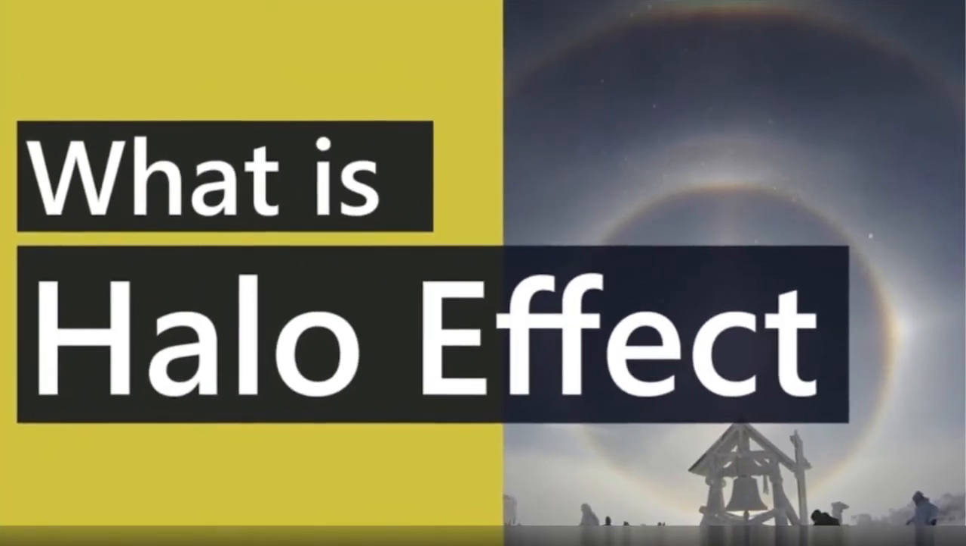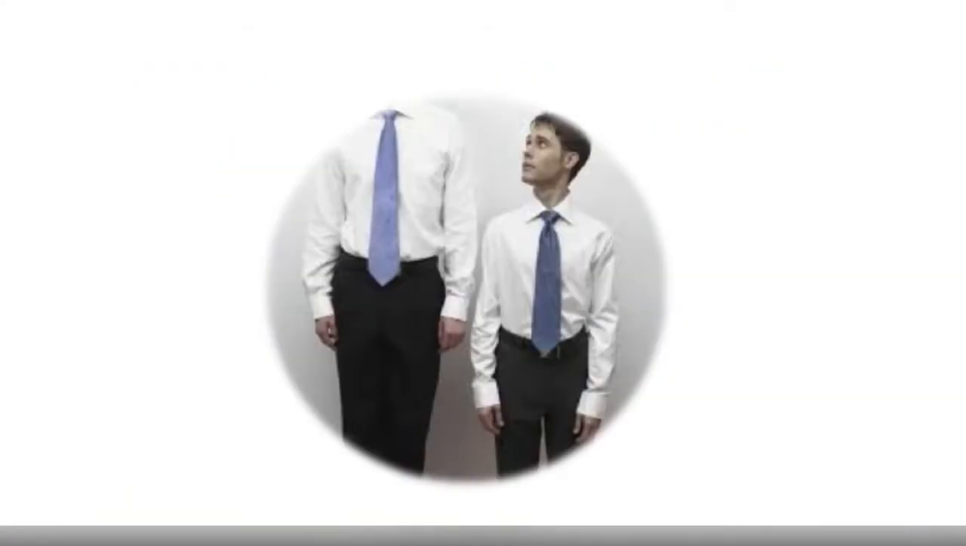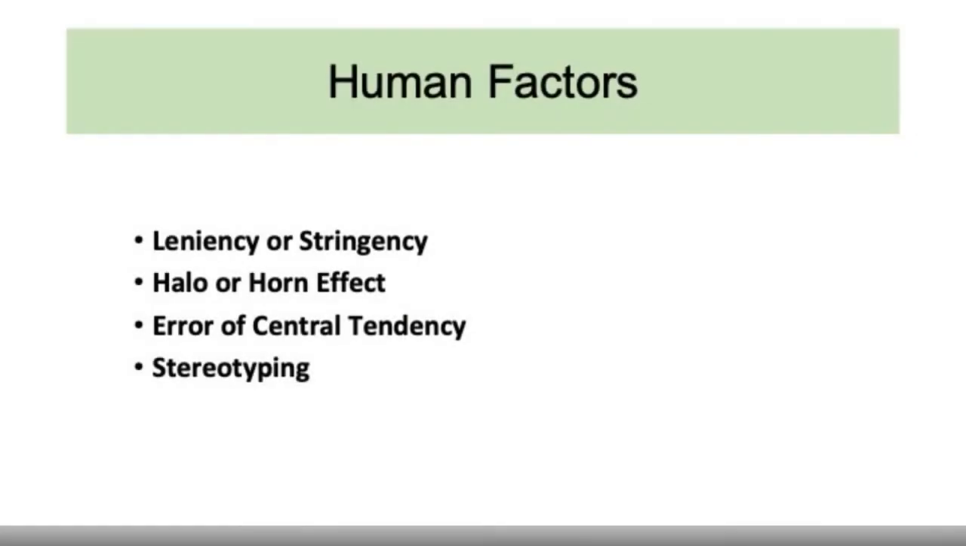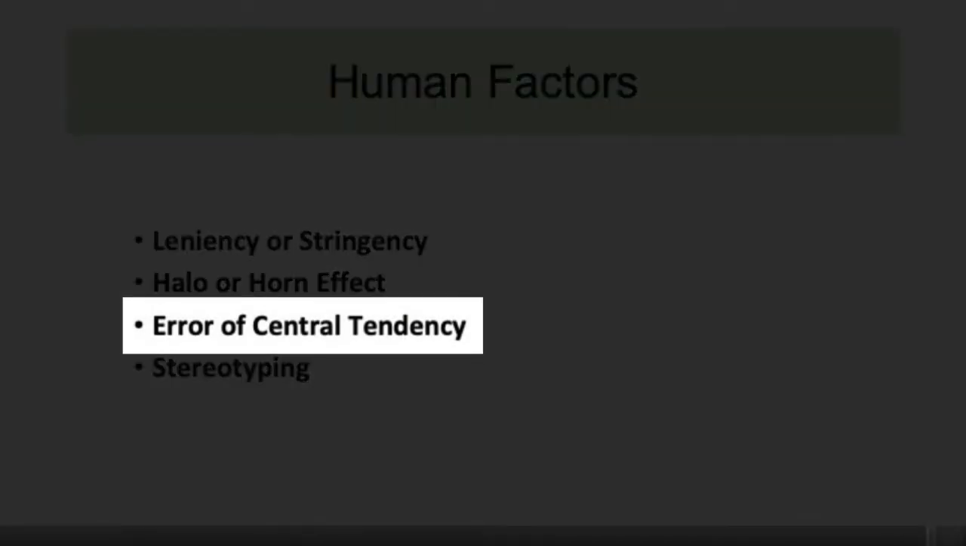Halo or horn effect. This tendency has been researched extensively. Here, attractive candidates are viewed more favorably than unattractive candidates. Tall candidates are seen as more competent than short candidates. For example, have you ever noticed how many presidents of the United States are tall, over 6 feet? Candidates who have family or friends we approve of may rate higher than those who have family or friends we don't approve of.